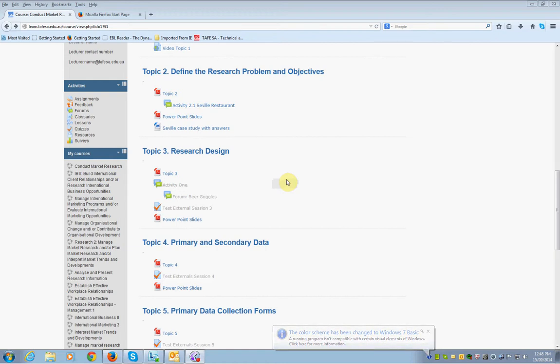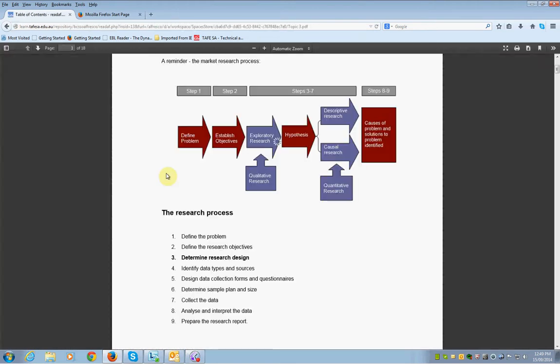In this video we'll talk about topic 3, research design. There's not a video for all the topics in this subject, only the ones that students often find a little bit tricky. And topic 3, research design, is one of these topics. So when you have finished watching this video, I suggest you click here on topic 3 and basically read through this session.